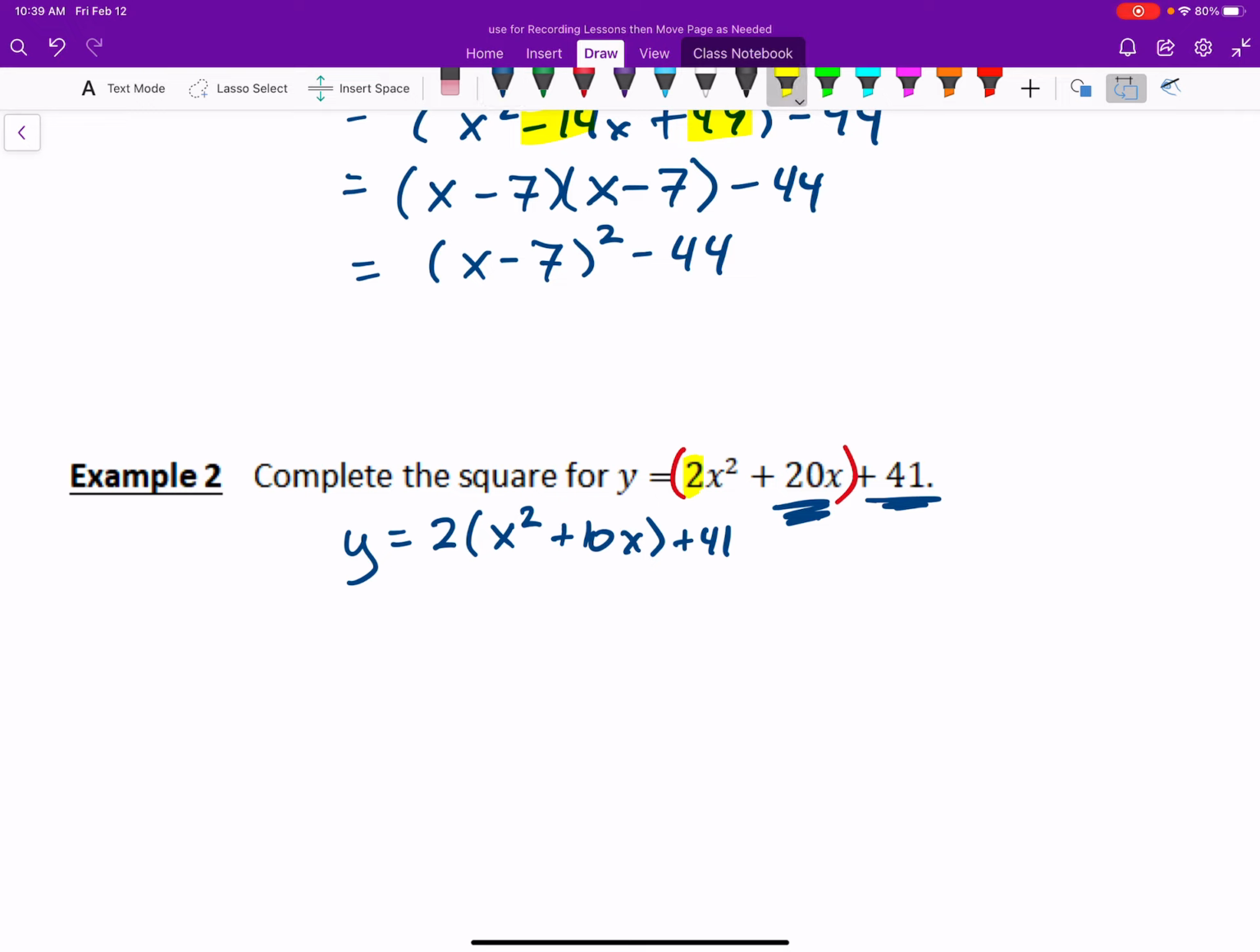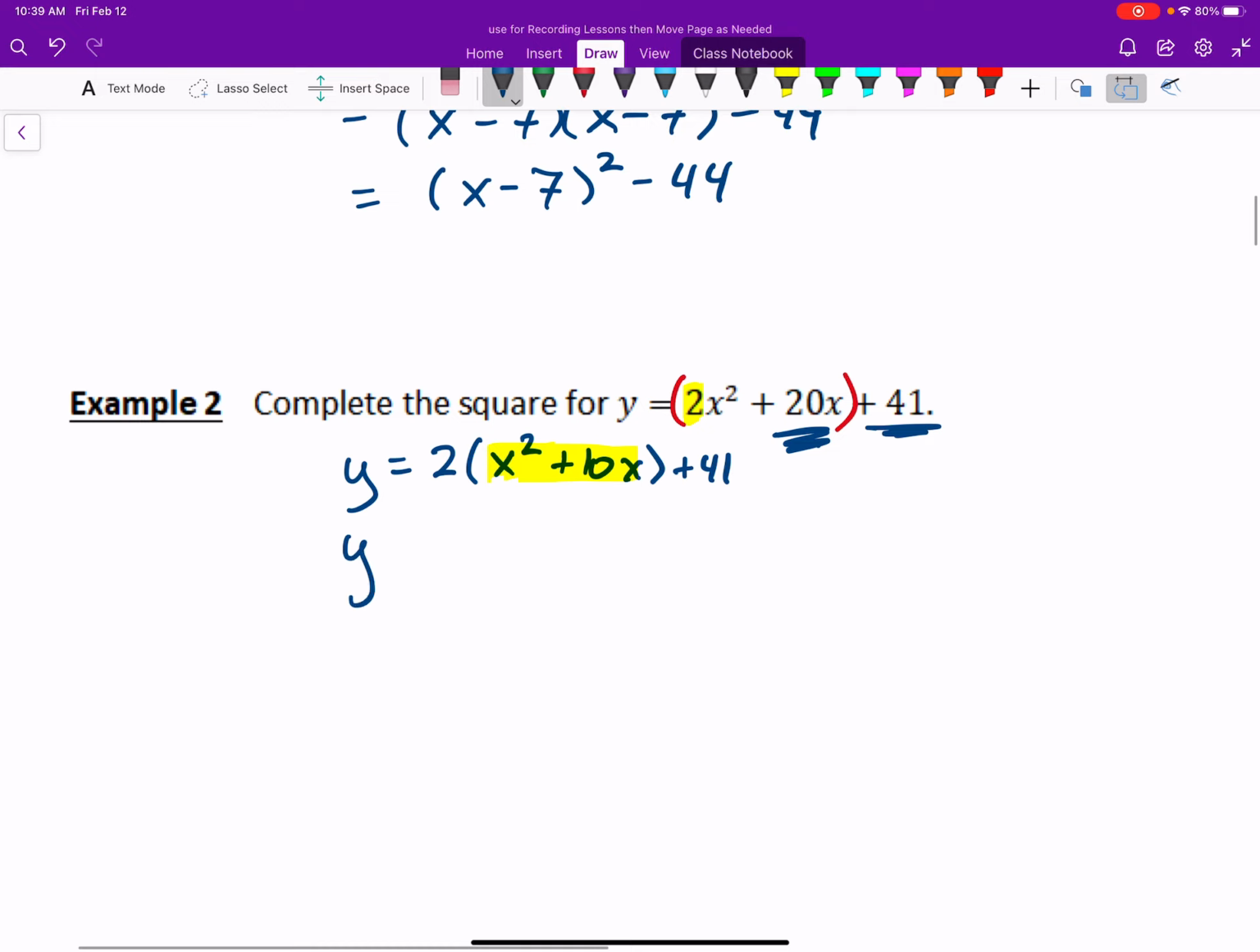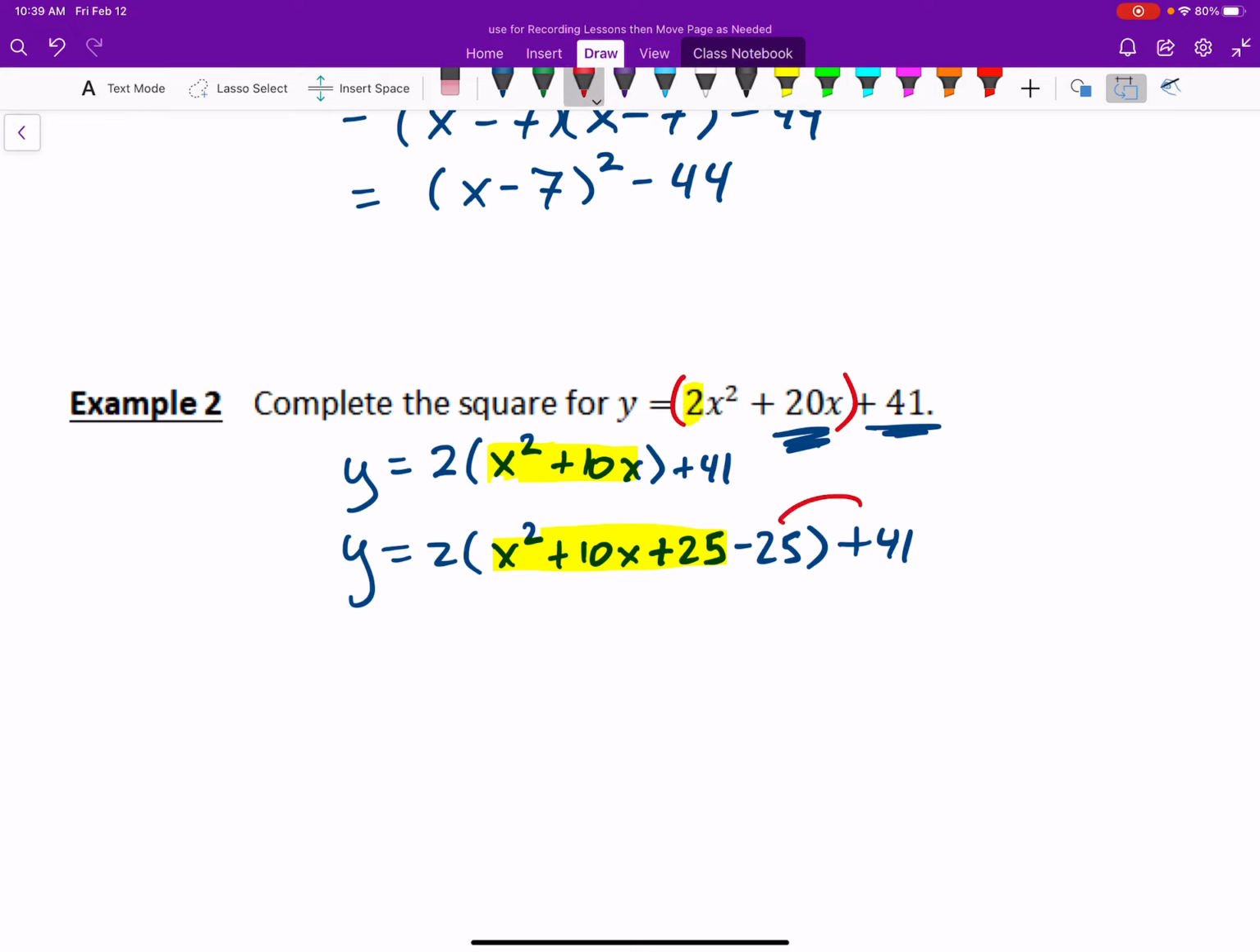So this is what I'm going to try to create my perfect square out of now. Just like the 41 is going to stay at the end, now the 2 is going to stay out front, but I'm only going to focus on what's inside the brackets. So I'll take half of the 10, which is 5, and I'll square it. 5 squared is 25. I'll add 25 and I'll subtract 25 like I did in the previous example. Again, this is my perfect square. The minus 25 is leftover stuff that I want to get rid of. I want to take it outside of the brackets and just get rid of it.